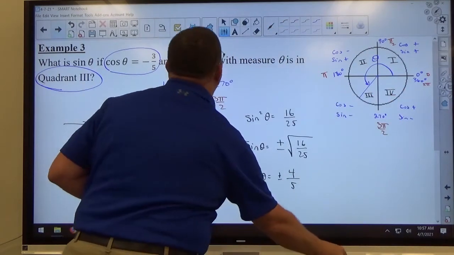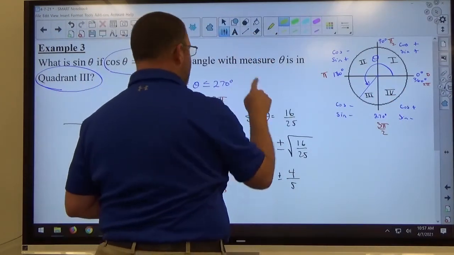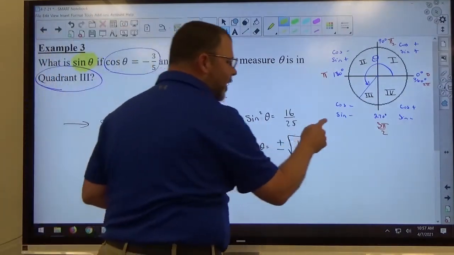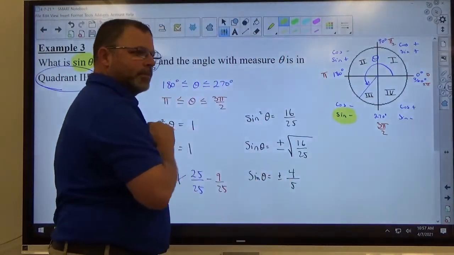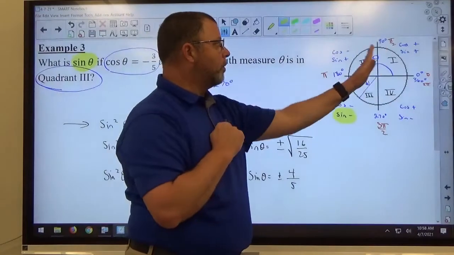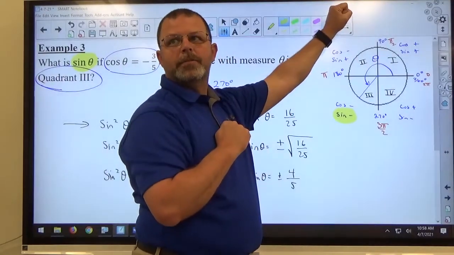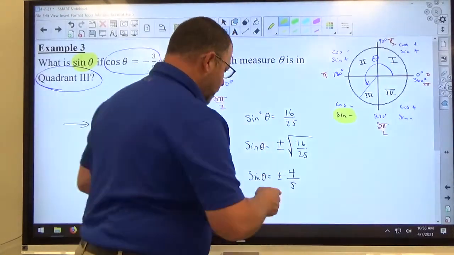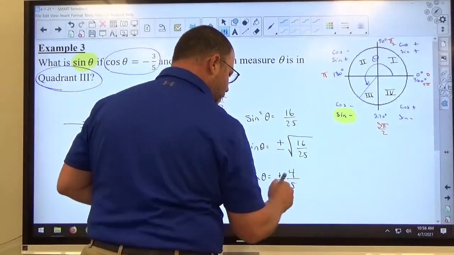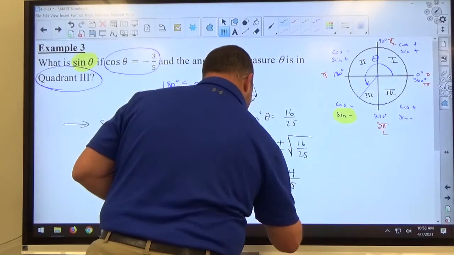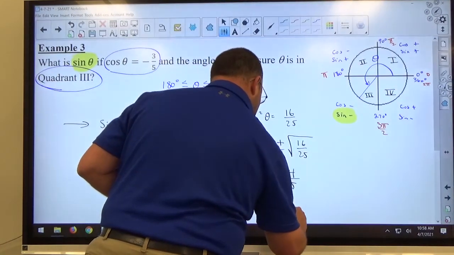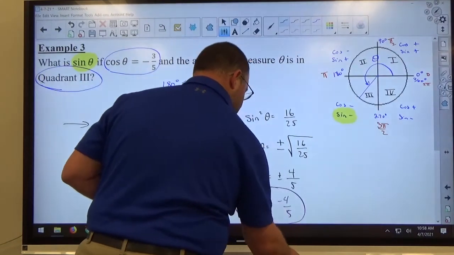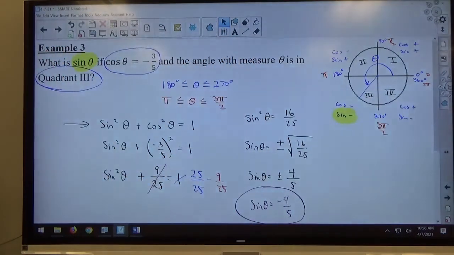We are finding sine. It says find sine. In quadrant 3, sine is negative. If we were in quadrant 2, cosine would still be negative, but now sine's positive. So again, negative sine, positive sine, it depends on where you're at. Because we're in quadrant 3, we're going to throw out the positive 4/5. The correct answer to the problem, sine of theta, would equal negative 4/5 for this particular problem. It's got to be one of the two numbers. You just have to pick the right one. And again, where you're at establishes what the right one is.